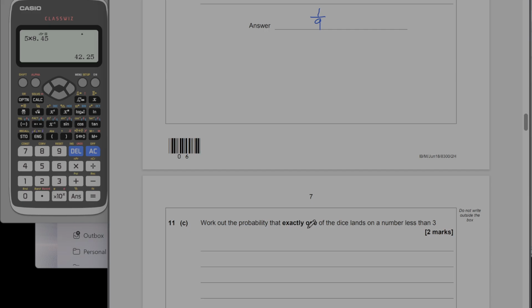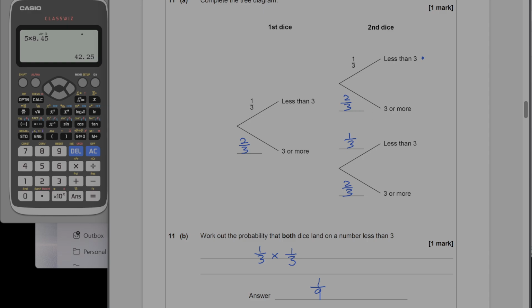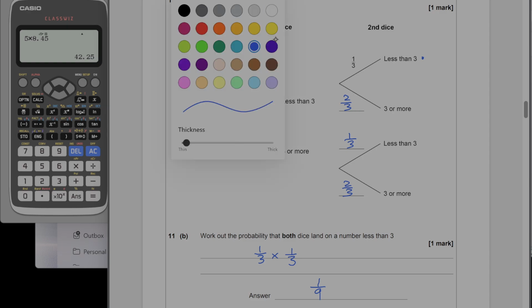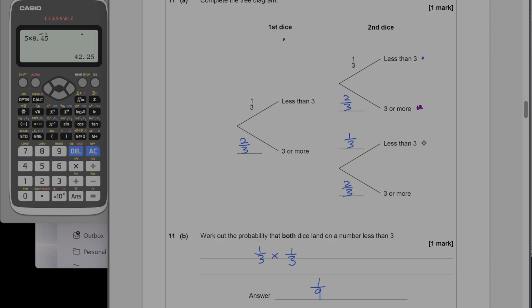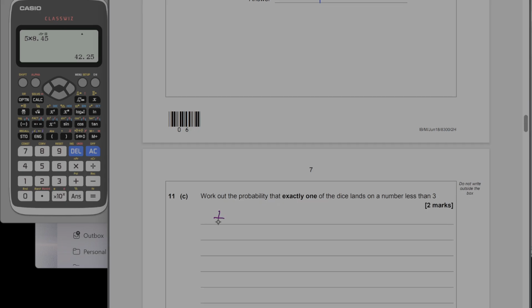Work out the probability that exactly one of the dice lands on a number less than 3. So that would be, let's change pen color for this, this branch and this branch. Right, so I want to do 1/3 times 2/3 plus 2/3 times 1/3. I could use my calculator, there's nothing wrong with that, but it's going to be 2 over 9 times 2, which would be 4 over 9.